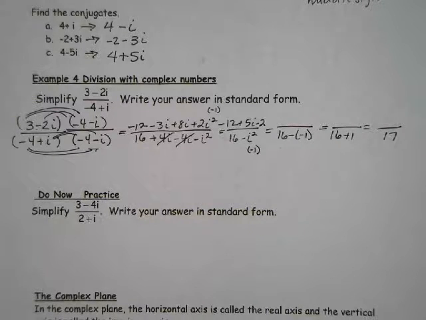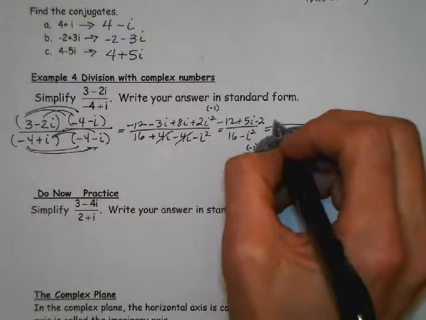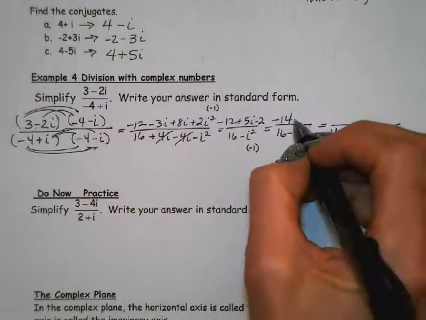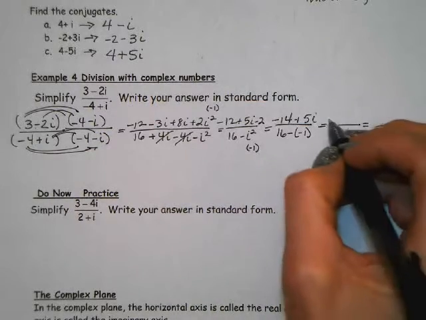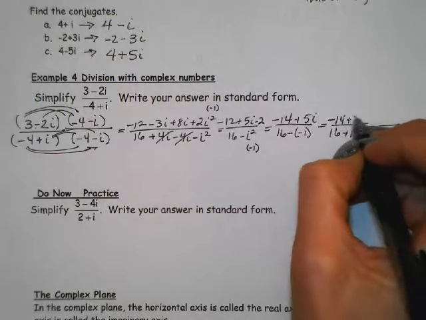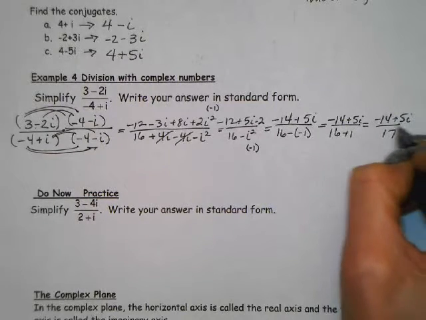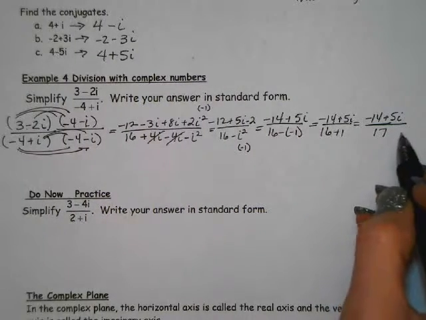Okay, so if we want to combine then the constants, we would combine the negative 12 and the negative 2, and that's going to become a negative 14. And then we would have the plus 5i. So we can't combine them anymore. So just carrying that to each one of these, that would just stay the same. So our answer appears to be negative 14 plus 5i all over 17.